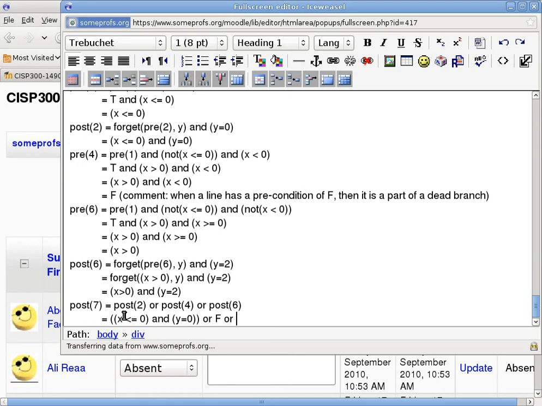Post 2 is this mess here. And post 4 is false. And then post 6 is this mess here. I'm looking at the watch because I want to be very accurate about the time. And we have about 1 minute and 30 seconds left.